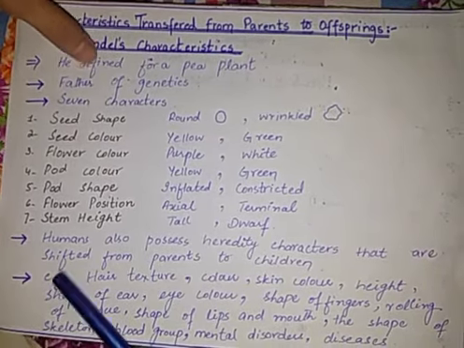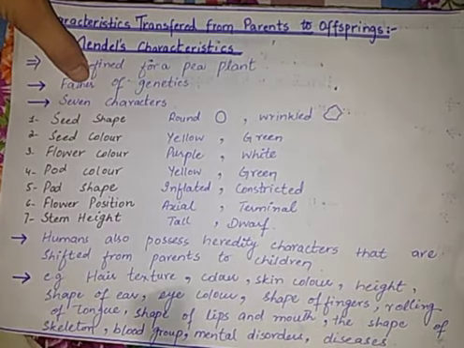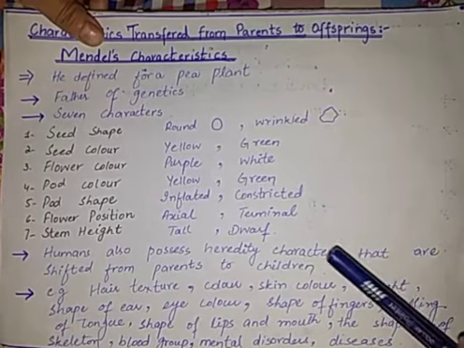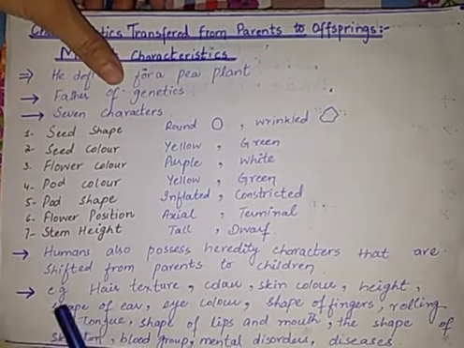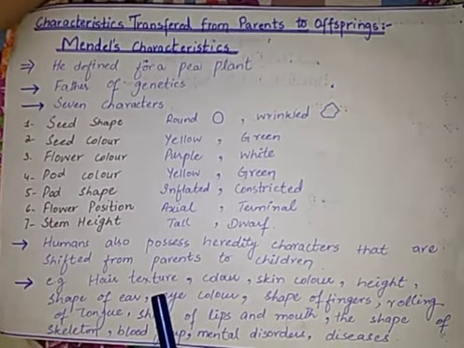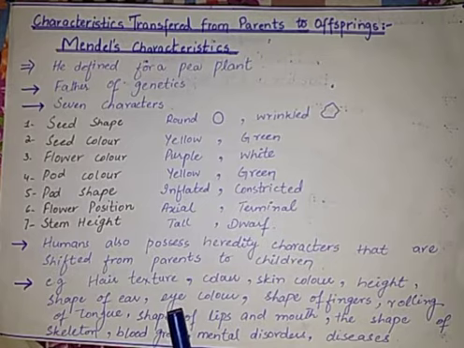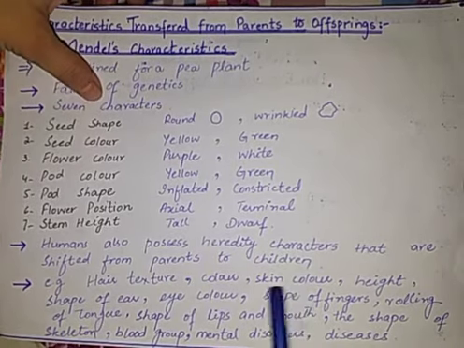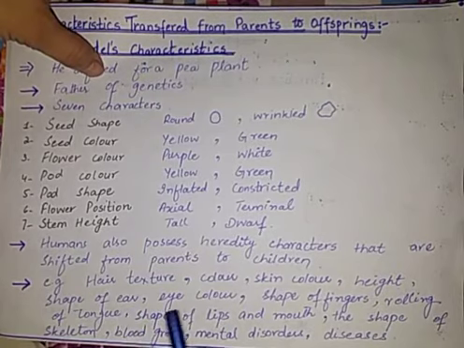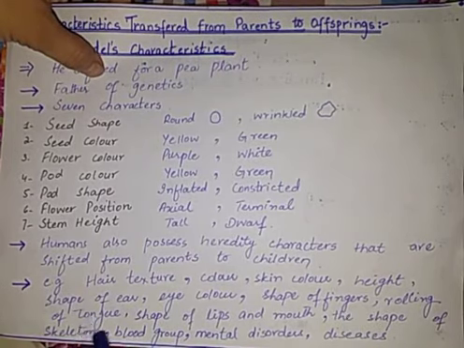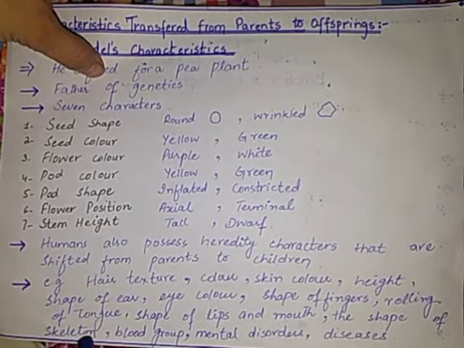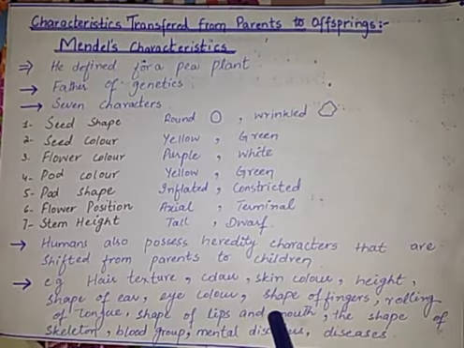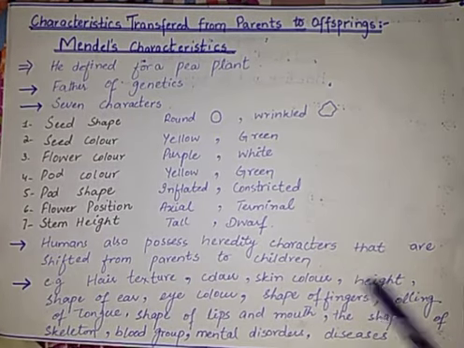Next, humans also possess hereditary characters that are shifted from parents to their children. Students, in humans there are also some hereditary characters that pass from parents to the children. For example, hair texture. Your hair texture might come from your mother's side or your father's side. Similarly, hair color, skin color, your height, shape of ear, eye color, shape of fingers, rolling of tongue, shape of lips and mouth, the shape of skeleton, blood group, mental disorders and many diseases. These are all the characteristics that transfer in humans from one generation to the next.